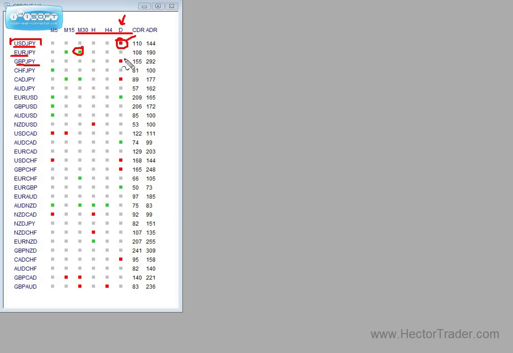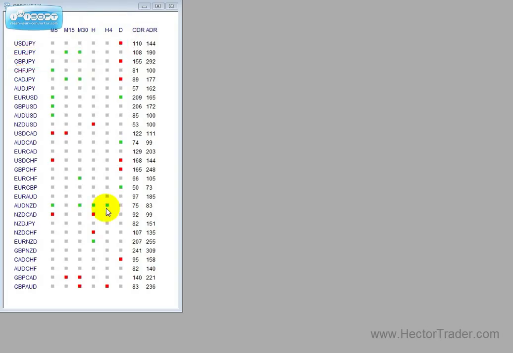GBP against the Japanese yen, it's also downtrending on the daily. There is no trading opportunity on the CHF against the Japanese yen. As you can see, all of them are remaining gray, so I'm not particularly interested in trading the CHF against the Japanese yen today. I can cross that out. CAD against the Japanese yen, green opportunities, meaning long opportunities on the 30 minutes time frame, or if you're a long-term trader, there may be some short opportunities on the daily, and so on and so forth.